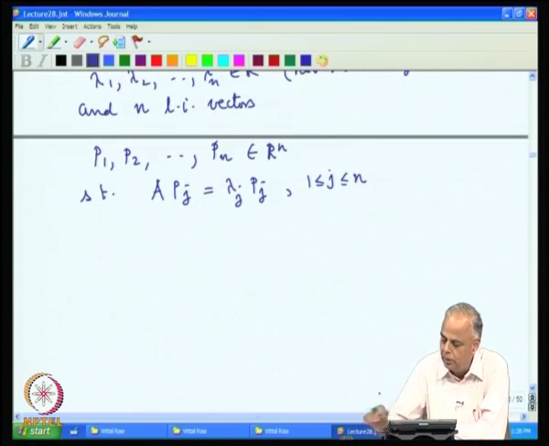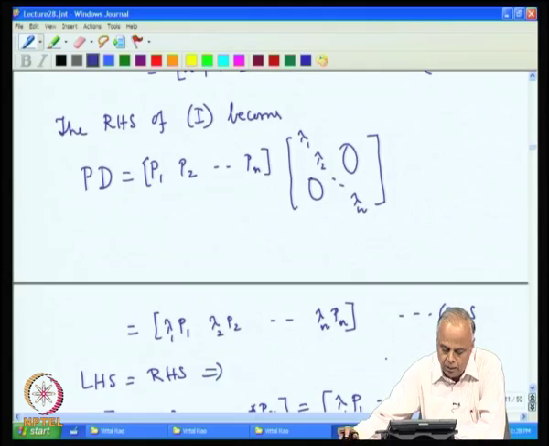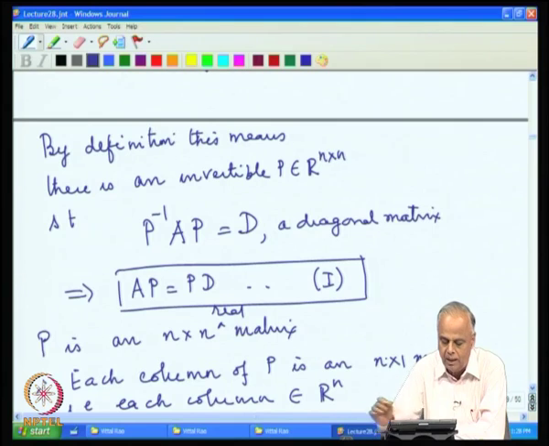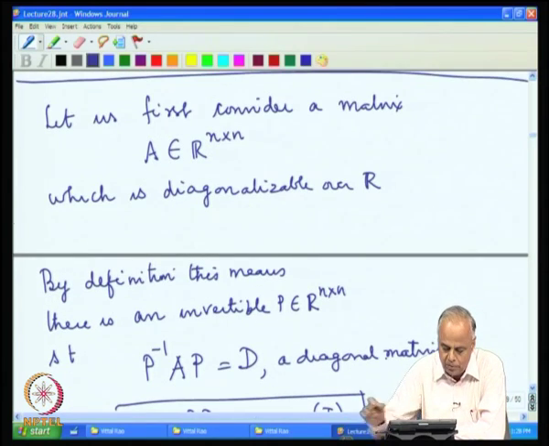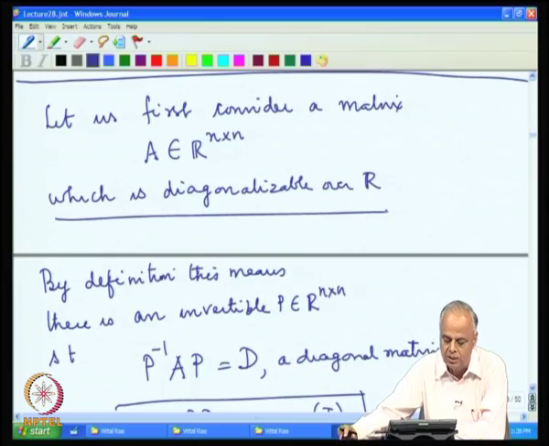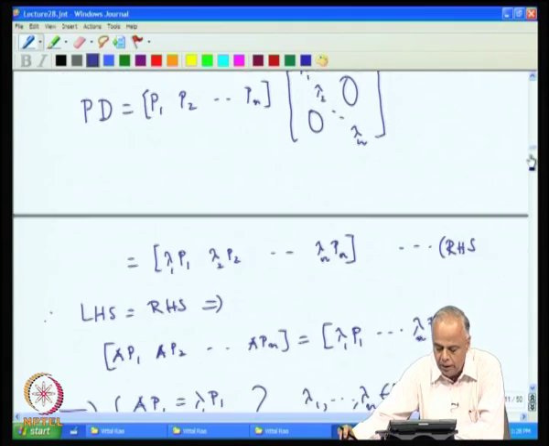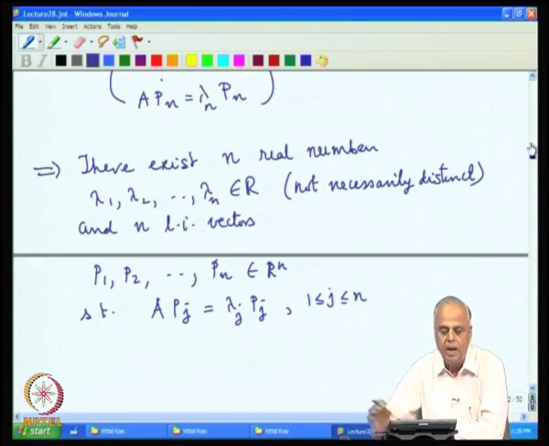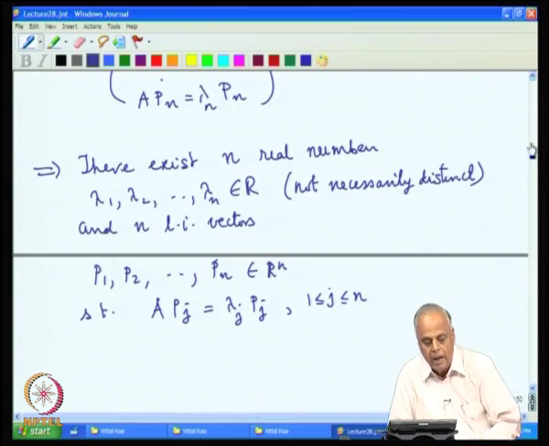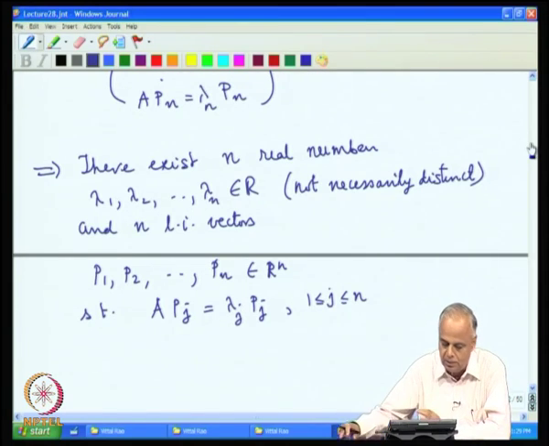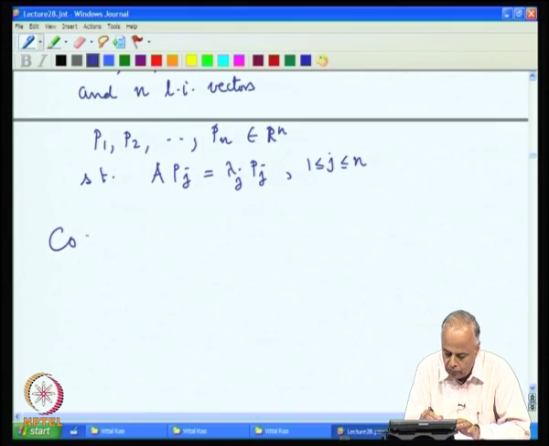So, what is our conclusion therefore? If you assumed or if you know that A is a diagonalizable matrix, we started off with A as a diagonalizable matrix and we are able to conclude that this would force the existence of n real numbers lambda 1, lambda 2, lambda n, and n linearly independent vectors p 1, p 2, p n. So, what is our conclusion? Let us call this conclusion 1.